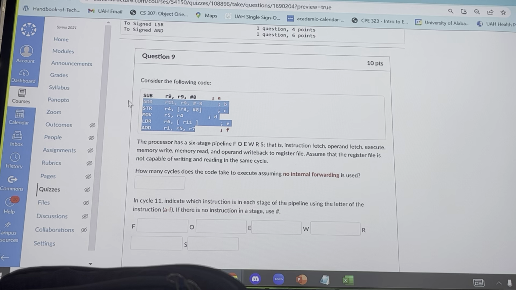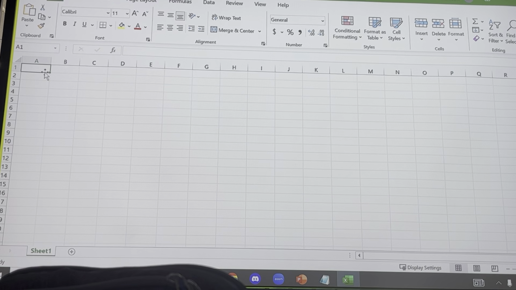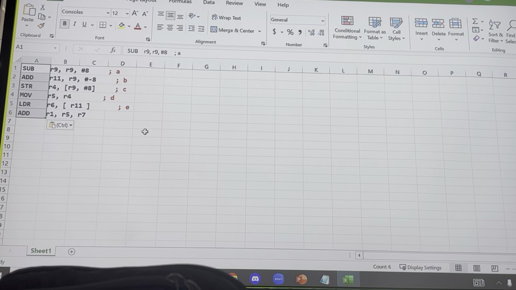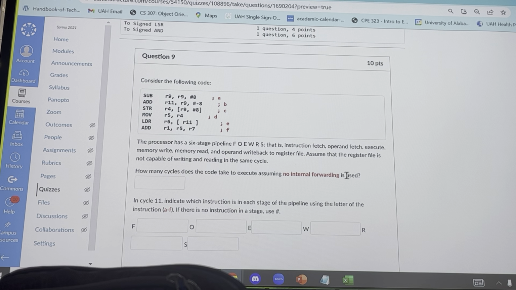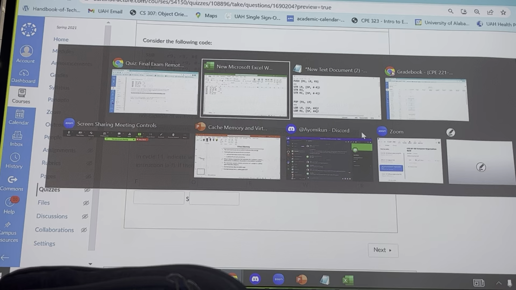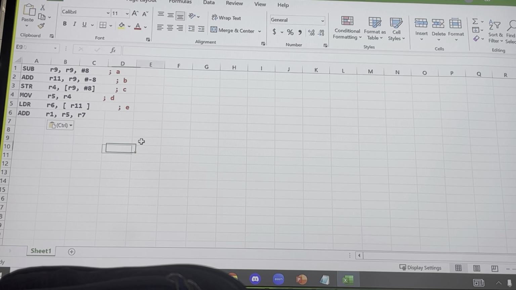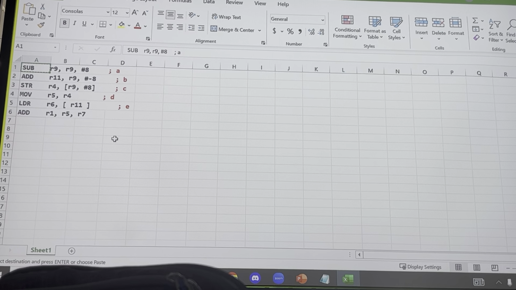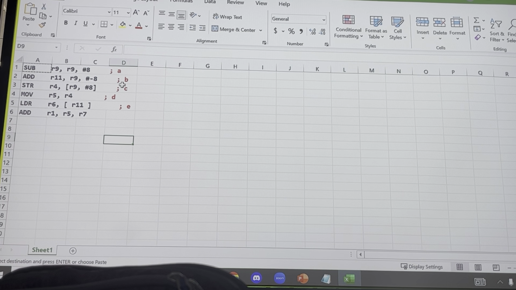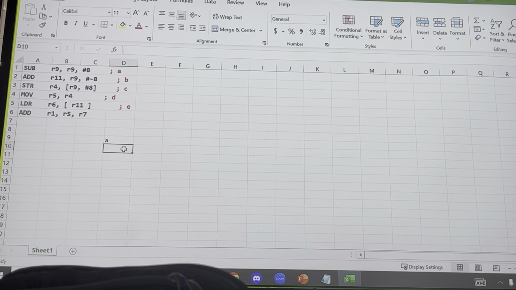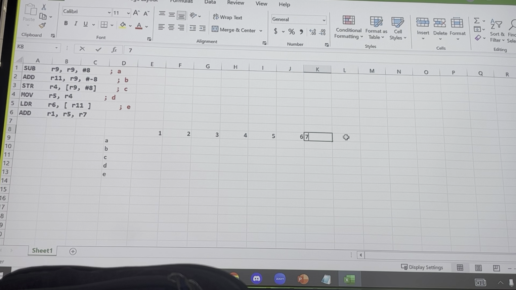So we have these instructions. I need to put these in one cell. How many cycles? Okay. So really, what we need to do is just build the whole table, right? So the first one's going to be like that. Actually, I'm just going to call it A, B, C, D, E. And this will be cycle 1, 2, 3, 4, 5, and so forth. Just as many as you need.